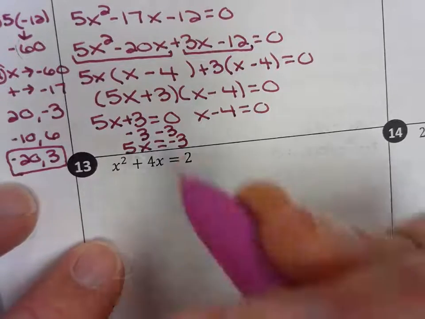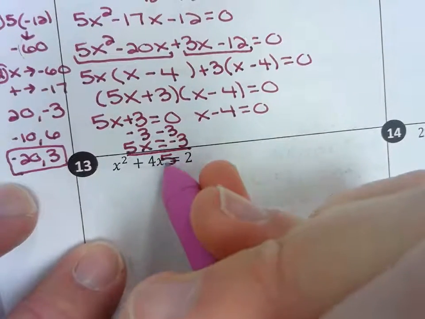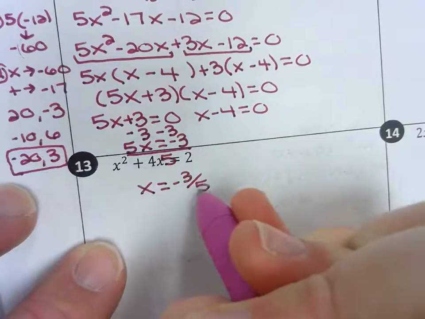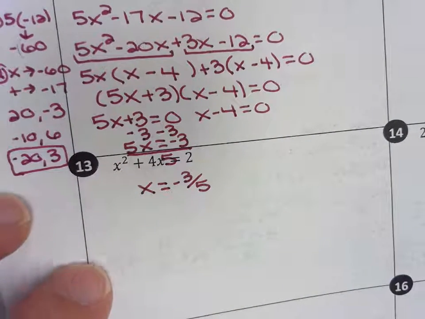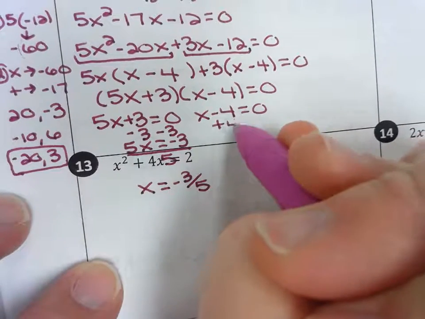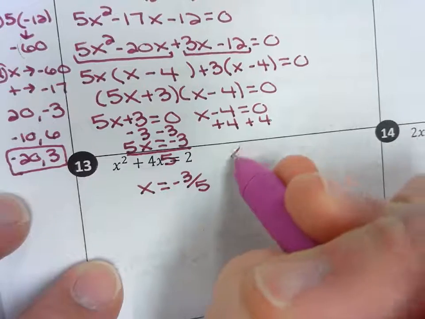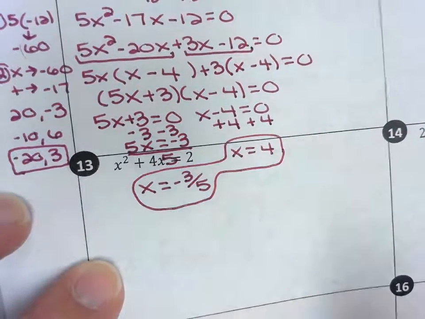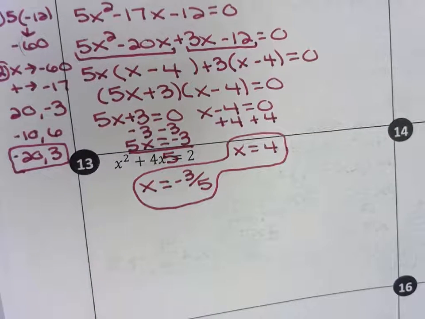Subtract 3, so 5x equals negative 3. Divide by 5, x equals negative 3/5. And then add 4, so plus 4, so x equals 4. So my two answers are x equals negative 3/5 and x equals 4.